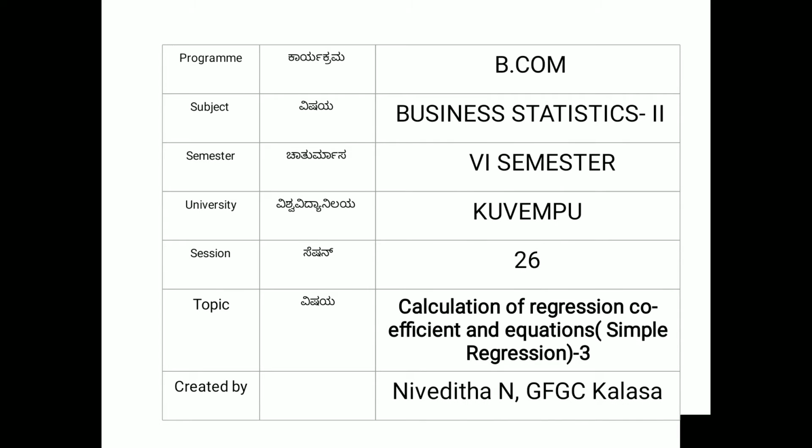Hello everyone, welcome to the 26th session of Business Statistics 2. In this session, we'll be discussing the calculation of regression coefficient and equation.